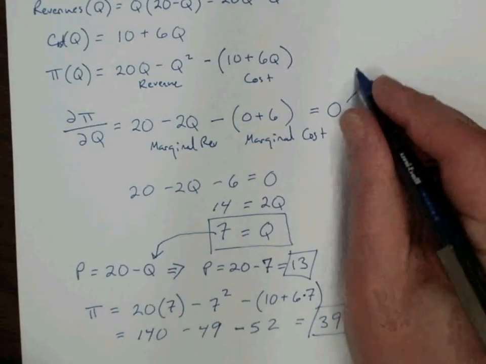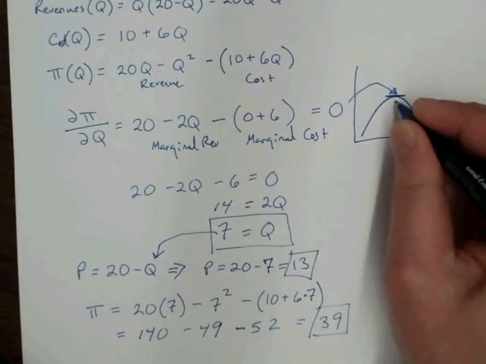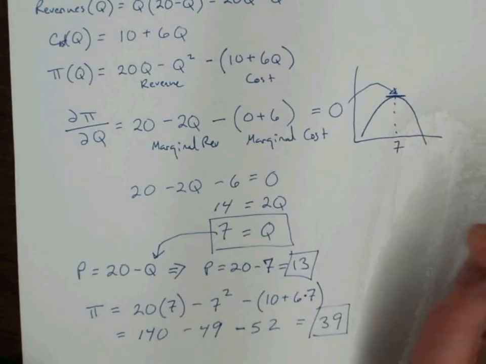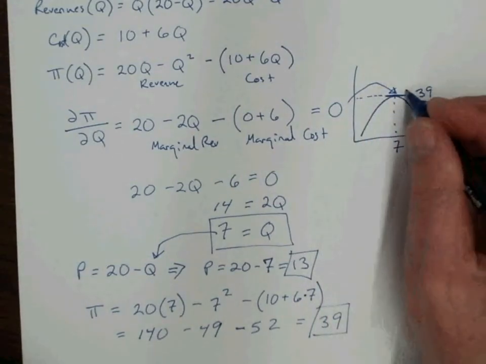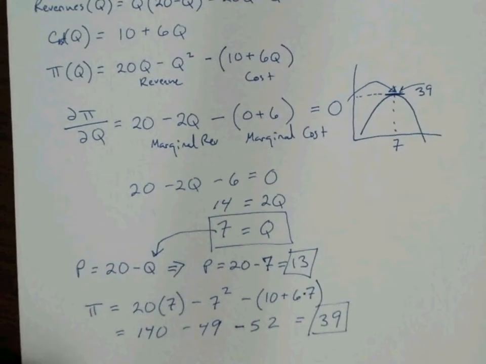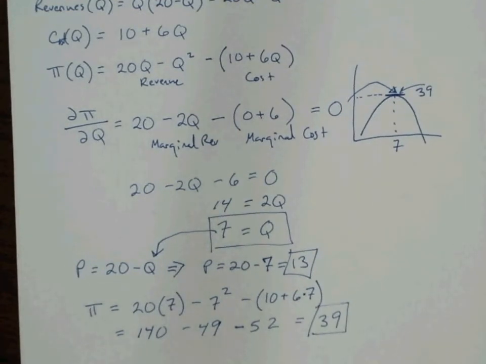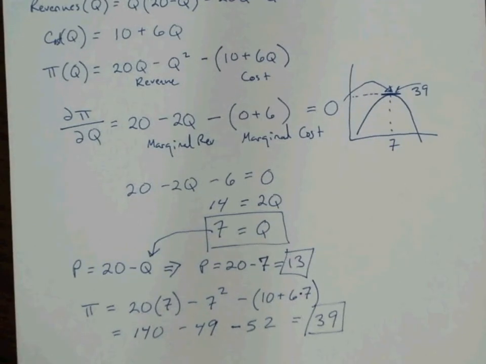So if I go back up here to our profit, this is what the profit function would look like. This is 7. At this point right here, it's 39. And so now we've been able to optimize our profits using marginal analysis.